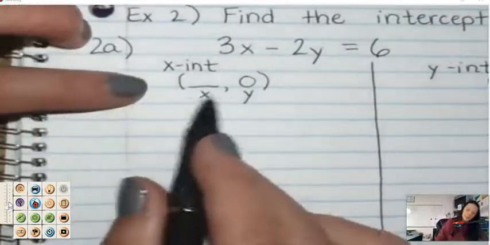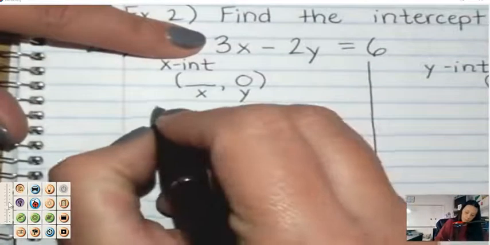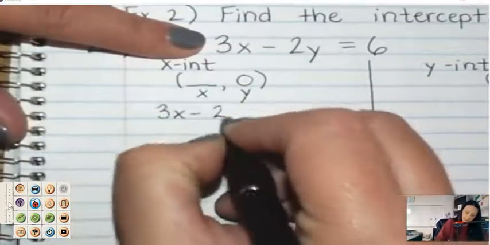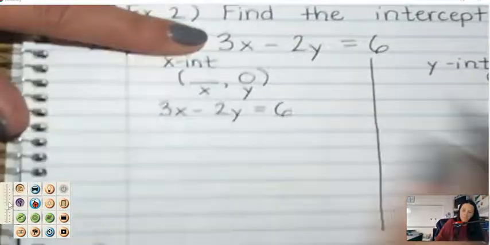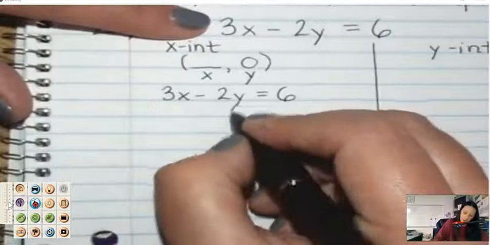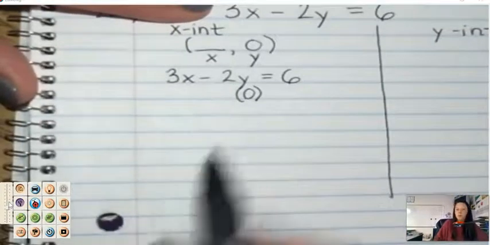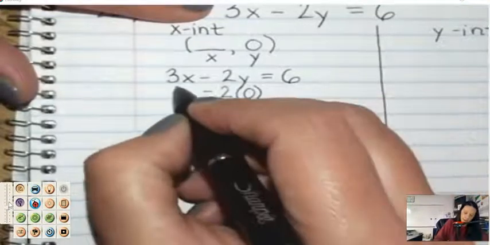Okay, the x-intercept is when y is 0. So you're taking the original equation, 3x minus 2y equals 6. But now, instead of putting the y, we're going to put in a 0. So I'm going to bring everything down.